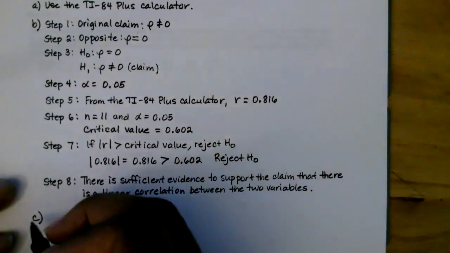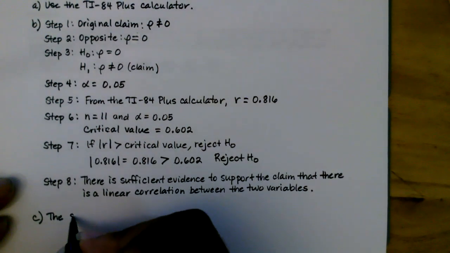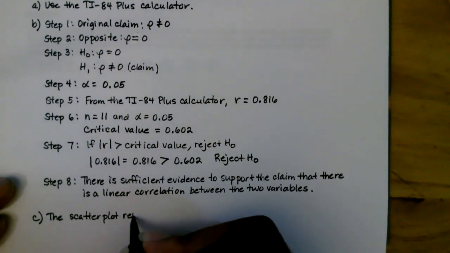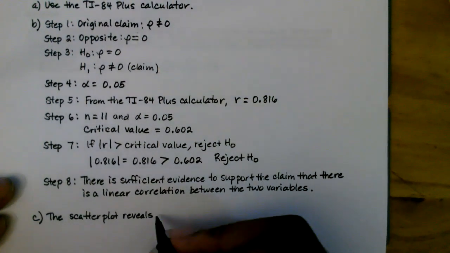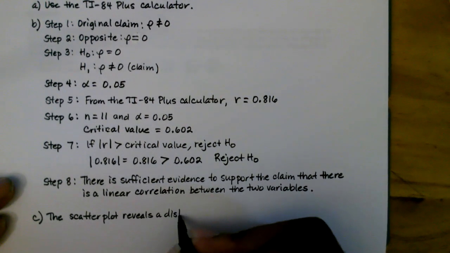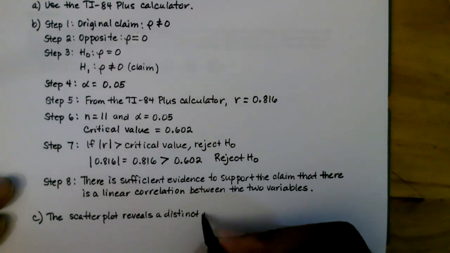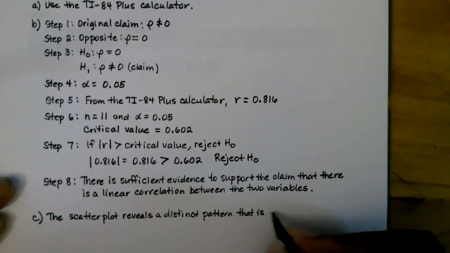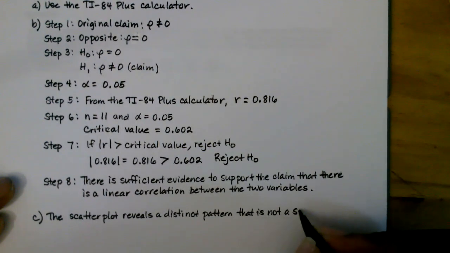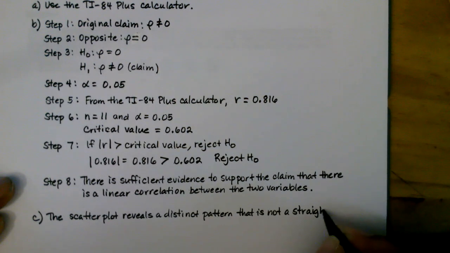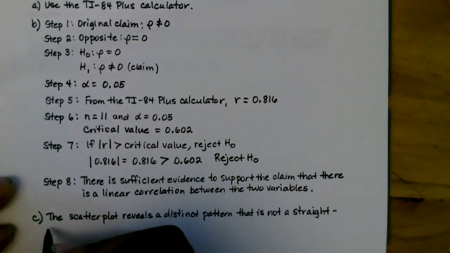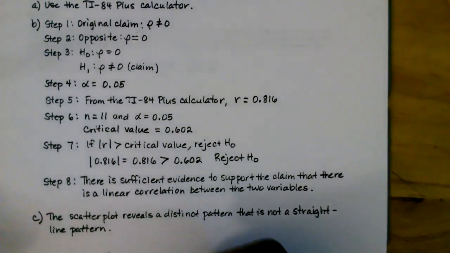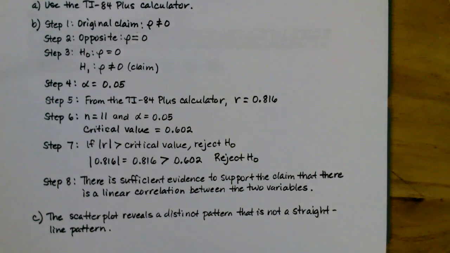So to answer that question, the scatter plot reveals a distinct pattern that is not a straight line pattern. Okay. All right, so that answers example 3.